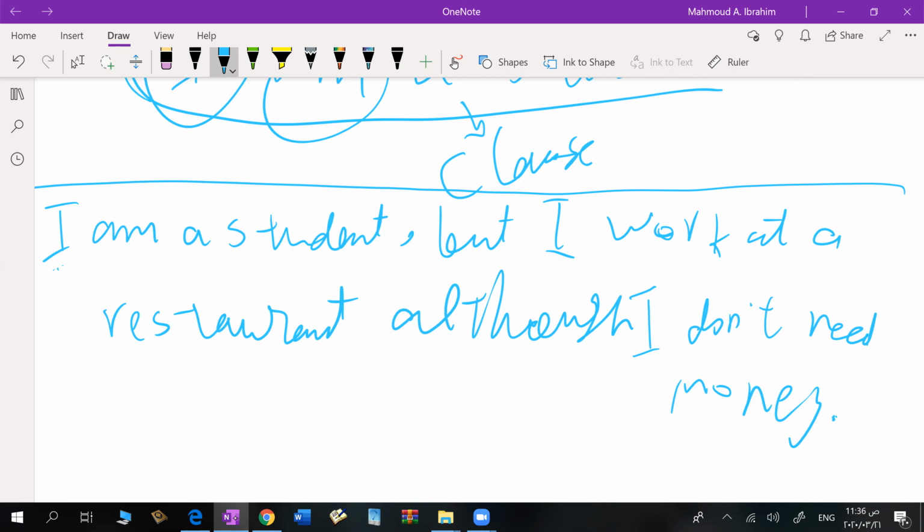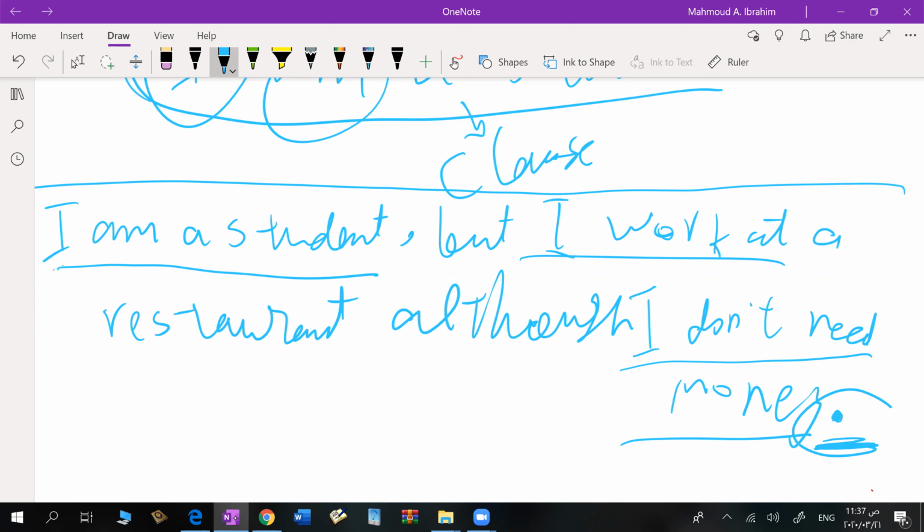This is the first clause: I am a student. It has a subject and a verb. Second clause, I work at a restaurant, a subject and a verb. And the third clause, I do not need money. But how many sentences do we have? One sentence, because we have only one full stop. You see this full stop? This is the sign the sentence is over. So we separate between sentences with full stops or question marks or exclamation marks. And just to make the writing better, the comma should be here.